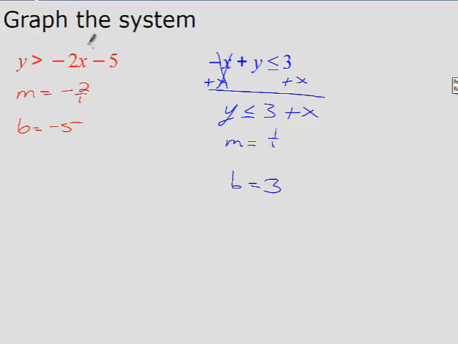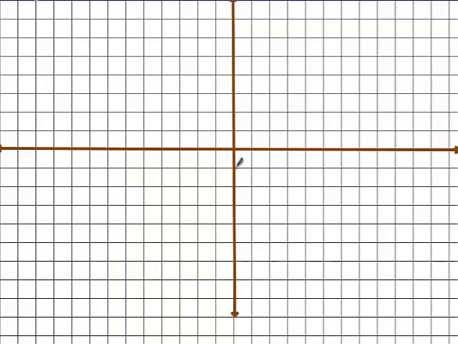So for the first line, you said it's going to be a dash line, right? Where do I start, m or b? B, and what's my b? Negative 5, and then how do I move? Do I go up or down? Down how far? 2, and then which way, left or right? How far? Okay. Coordinate plane, go down 5. 1, 2, 3, 4, 5.